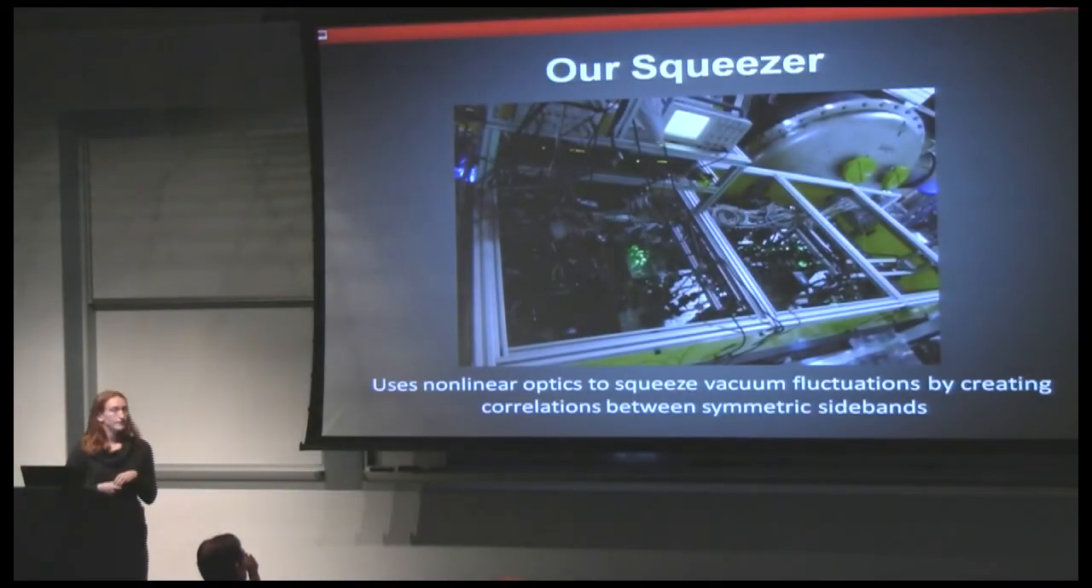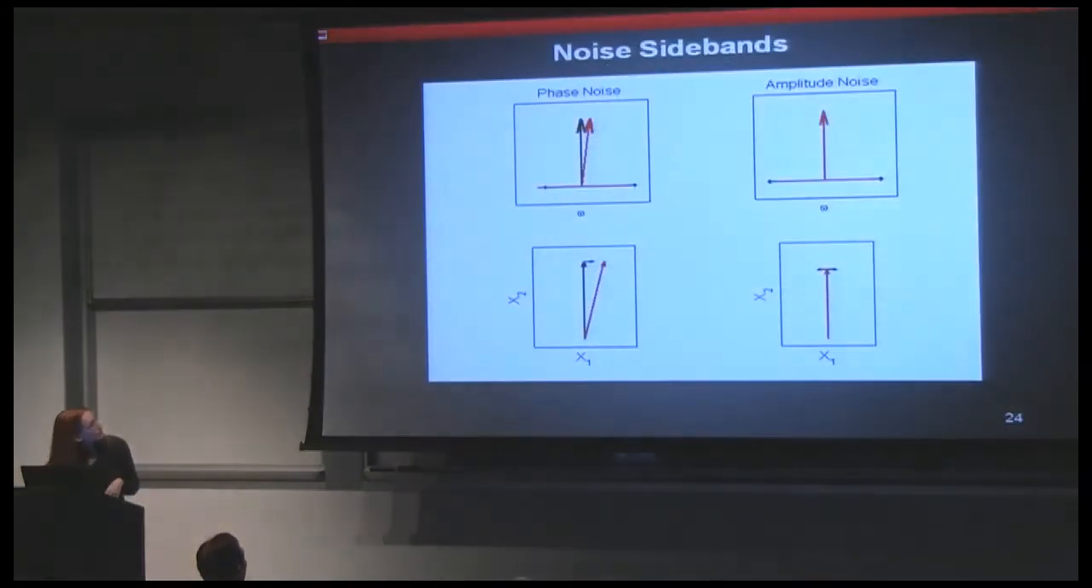So this is the squeezer. We have our squeezer, and it's a crystal squeezer, which is a standard way of making squeezing that uses nonlinear optics to create correlations between symmetric sidebands. So to explain that, first, we'll just talk about noise in the sideband picture.